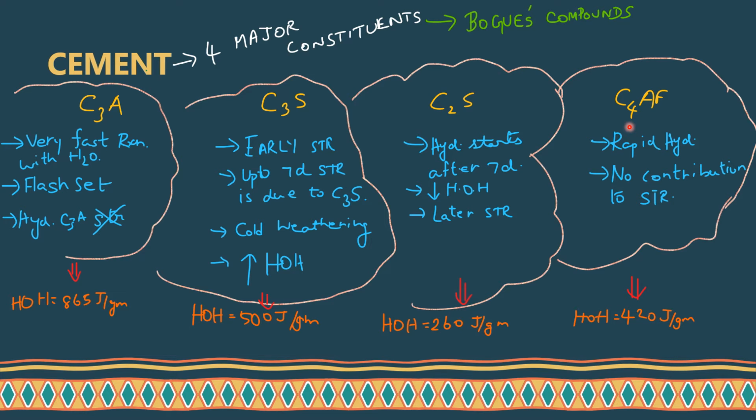The last component is your C4AF, your tetracalcium aluminoferrite. Here it hydrates very rapidly and no contribution in strength is observed. So here the heat of hydration is 420 joule per gram.